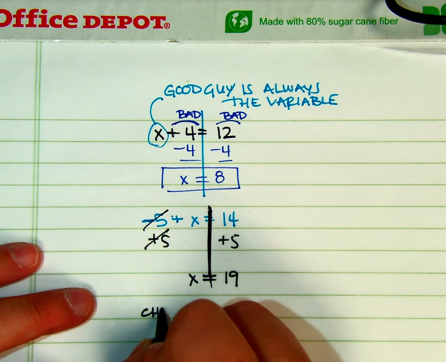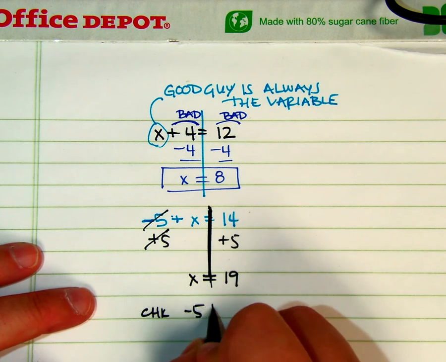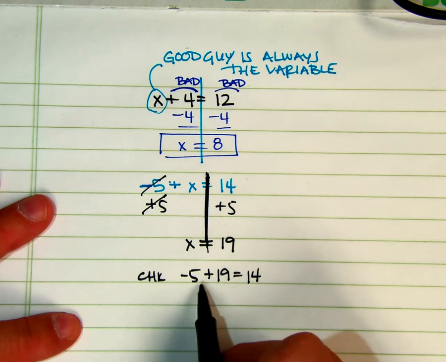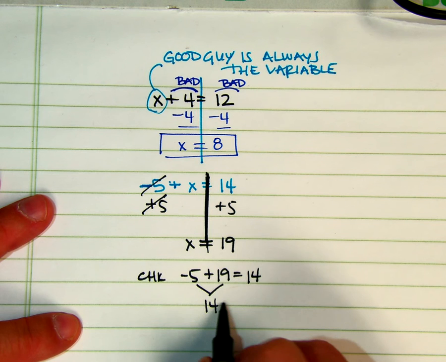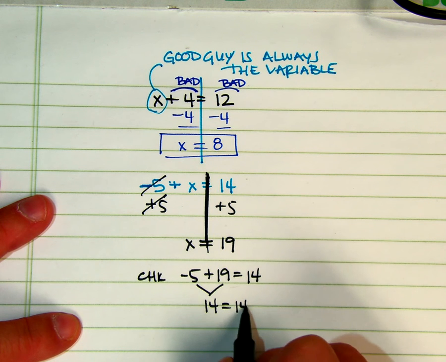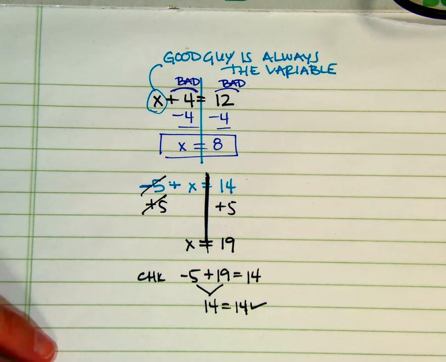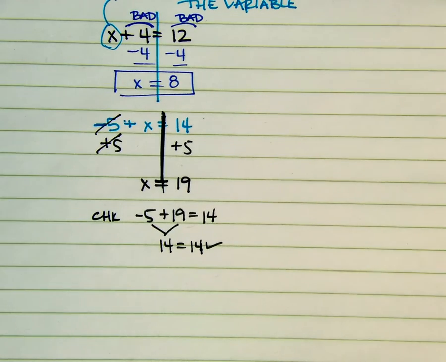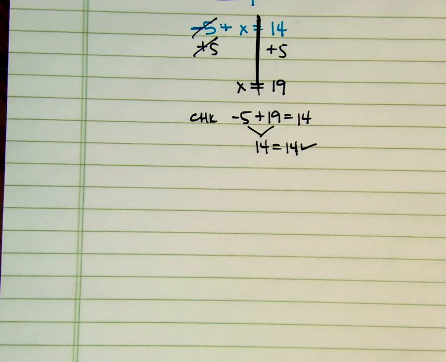Might want to check that one. -5 plus 19 should equal 14. And I end up with 14 equals 14. So that's a check.